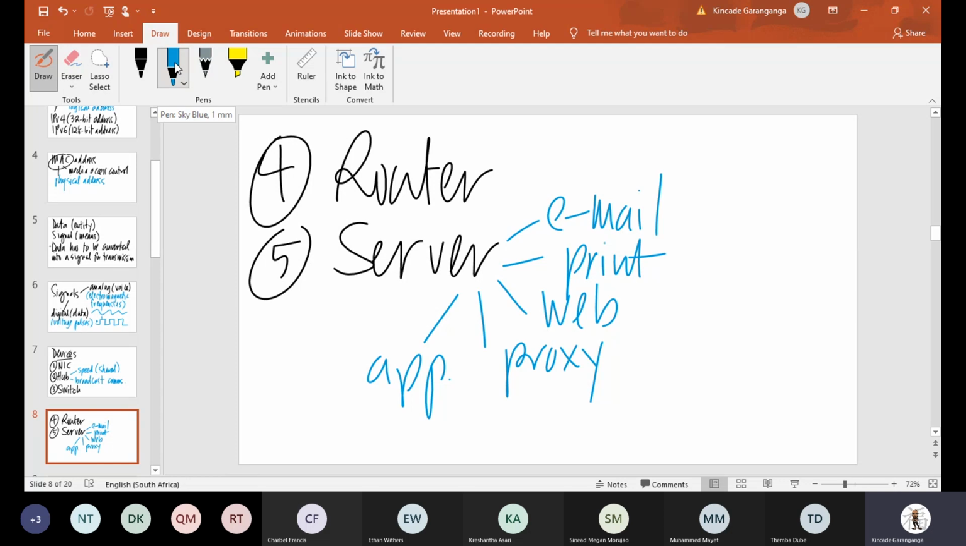a network operating system that has been distinctively designed to work on a machine that is responsible for providing different types of services within a network environment, be it email, be it print, be it application, be it web, be it proxy, be it your distinctive authentication service. It all depends. So remember, when you walk onto campus, you go into one of the computer rooms.